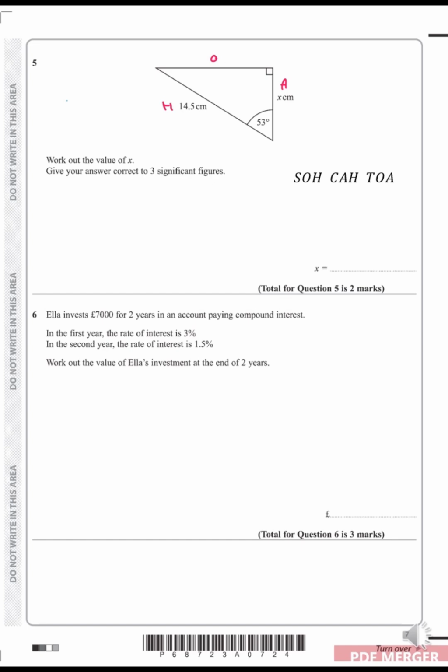We already know the hypotenuse. Adjacent is the side that we need to work out. And also, we know the angle is 53 degrees. So we can eliminate sine. So we can also eliminate tan. So the best method, cos. Cos is equal to adjacent divided by hypotenuse.